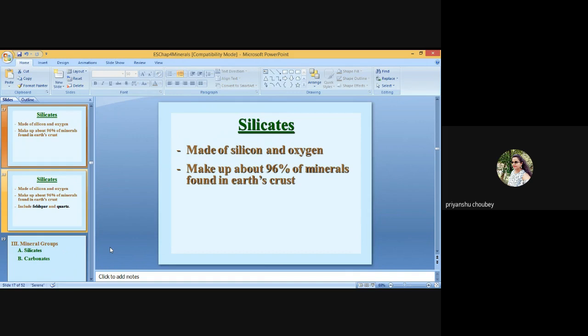The tetrahedra are linked together through magnesium or iron ions, which remain in octahedral coordination. The name of the group mineral in this class is olivine, and the general formula is magnesium ferrous oxide, silicon oxide. The end members are forsterite, Mg2SiO4, and fayalite.